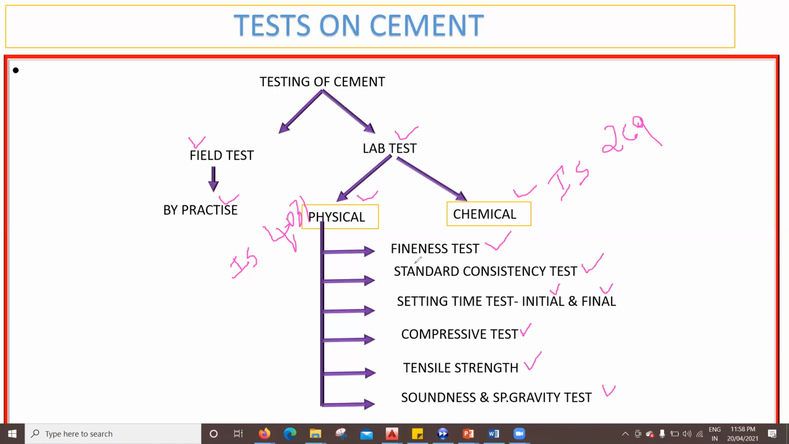So we'll try to see how many tests we can cover in this series of lectures. These are the different tests that we need to understand. First we'll try to understand what these field tests are and how we do them.